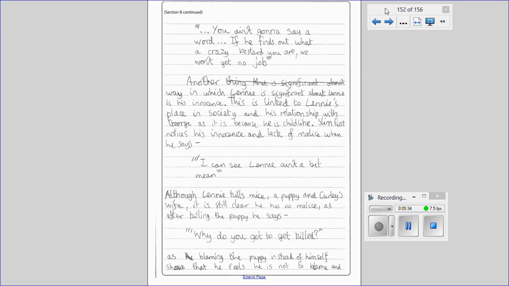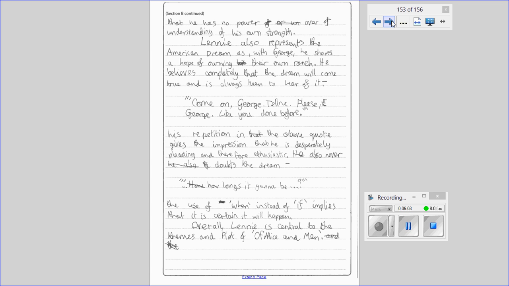Another way in which Lenny is significant is his innocence. This is linked to Lenny's place in society and his relationship with George, as it is because he is childlike. Slim first notices his innocence and lack of malice when he says, "I can see Lenny ain't a bit mean." Although Lenny kills mice, a puppy, and Curly's wife, it's still clear that he has no malice, as after killing the puppy he says, "Why'd you got to get killed?" as blaming the puppy instead of himself shows that he feels he is not to blame, and that he has no power of understanding his own strength.